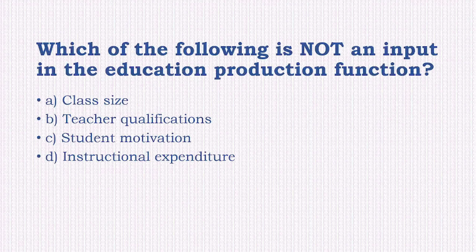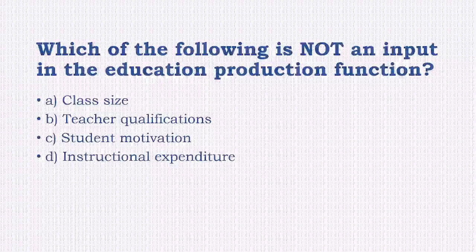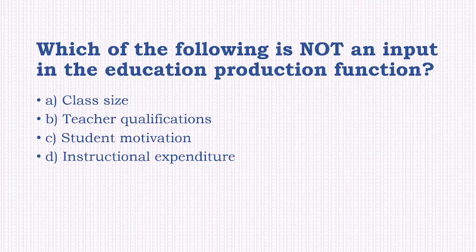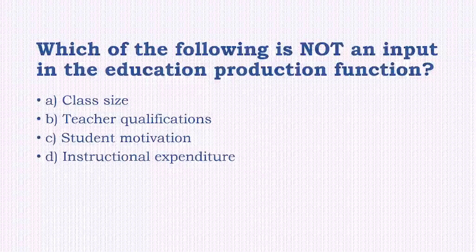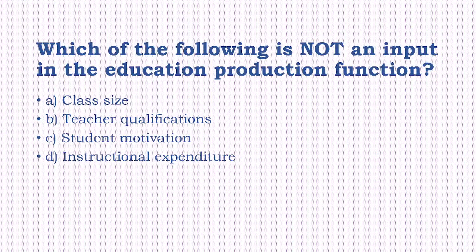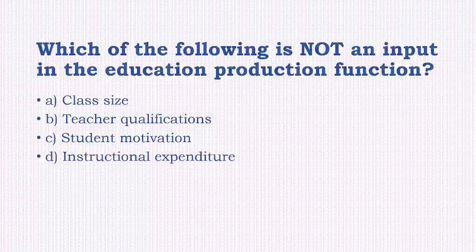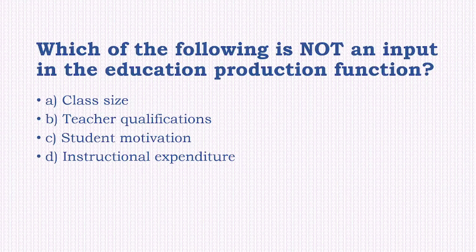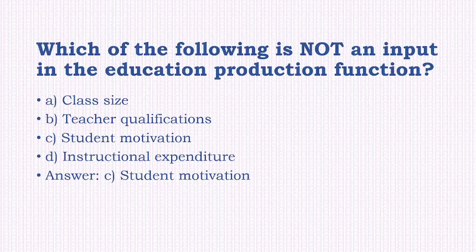Next, which of the following is not an input in the education production function? Options: class size, teacher qualifications, student motivation, instructional expenditure. Answer of this question is option C, that is student motivation.